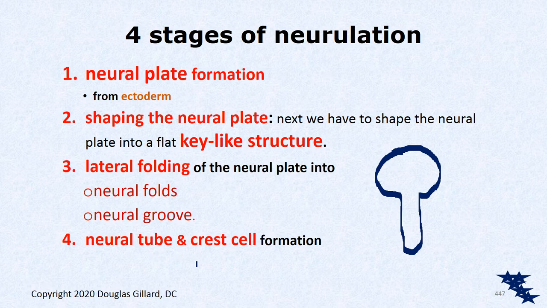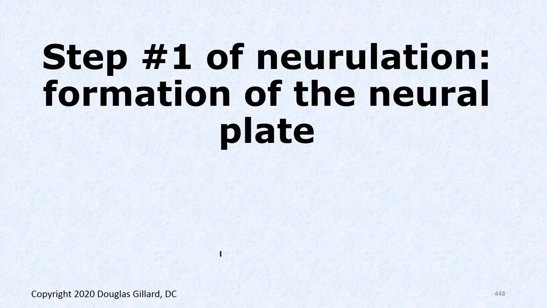And just before we make a tube-like structure, we're going to release some super important cells called neural crest cells, and they are going to do an awful lot of work, form an awful lot of structures, from melanocytes. But we'll see. There's a big list coming of these, which boards love: what tissue, what's the embryological derivative of a tissue. So we'll go over that in a bit. So let's talk about step one of neurulation. It's formation of the neural plate.